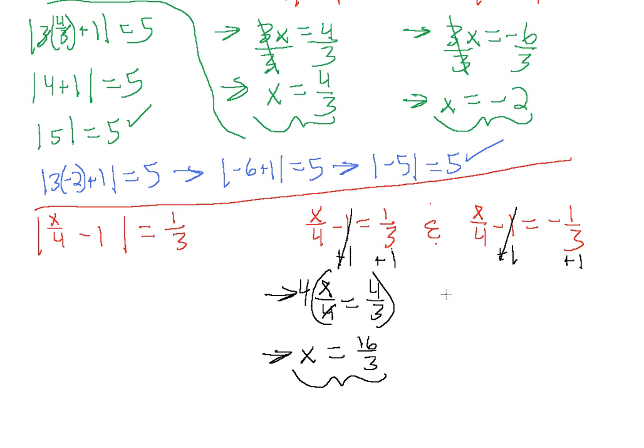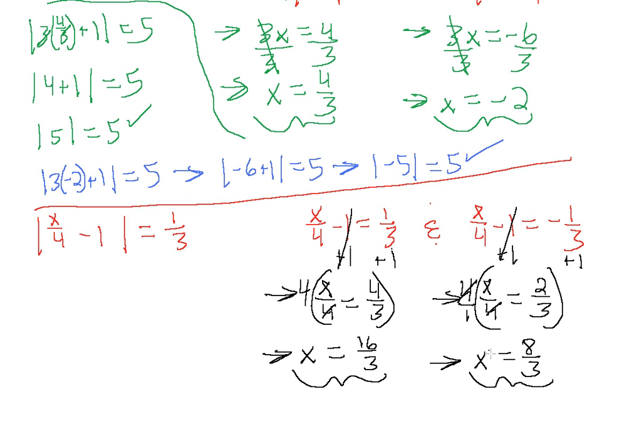Let's add 1 to both sides, so we have x over 4 is equal to 3 over 3 minus 1 over 3, which is 2 over 3. Let's multiply both sides by the reciprocal. Those two cancel, just like over here. We have x is equal to 8 over 3. 4 times 2 is 8 over 3, so we have 8 over 3 as our second possible solution. Let's go ahead and check these two solutions.